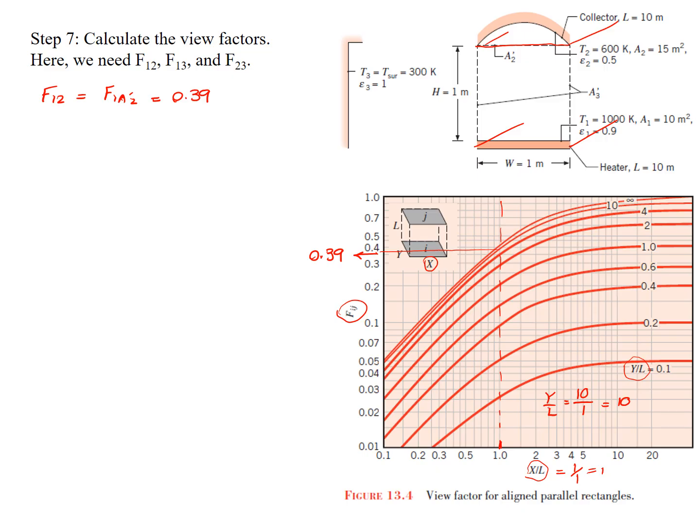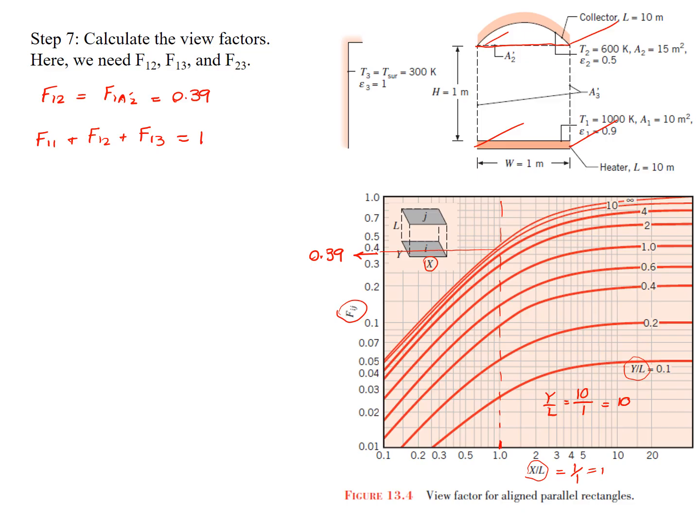The second view factor is F13. To get F13, the simplest rule of finding view factors is sometimes useful. Always think of that first. The simplest rule is F11 plus F12 plus F13 is equal to 1, all of these little portions add up to 1.